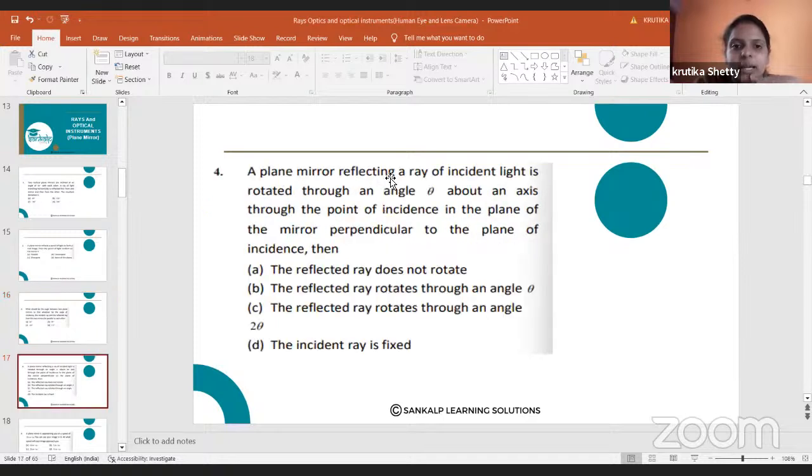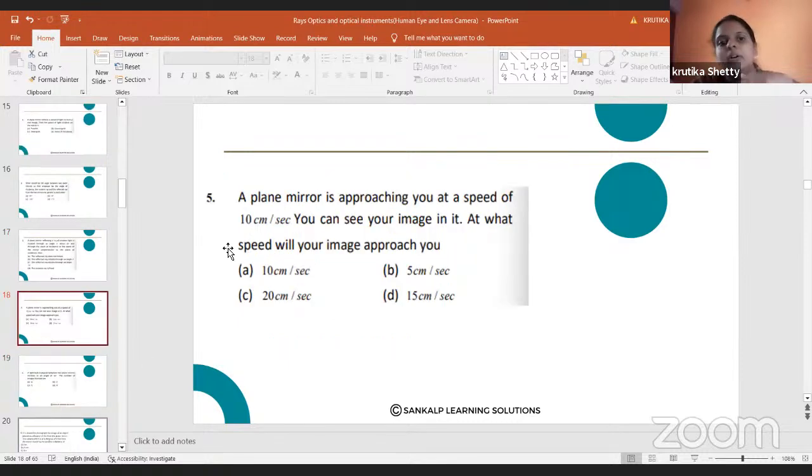Then the next question. A plane mirror is approaching you at a speed of 10 centimeter per second. You can see your image in it. So what is happening? The mirror is coming towards you with a speed of 10 centimeter per second. You are able to see the image in that. At what speed will your image approach you? Did you understand the question? So in the mirror you are getting your image. The mirror is coming at a speed of 10 centimeter per second. So they are asking at what speed the image comes.